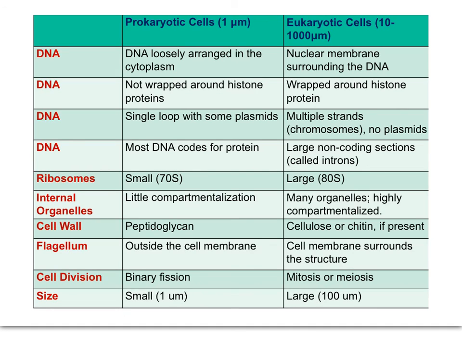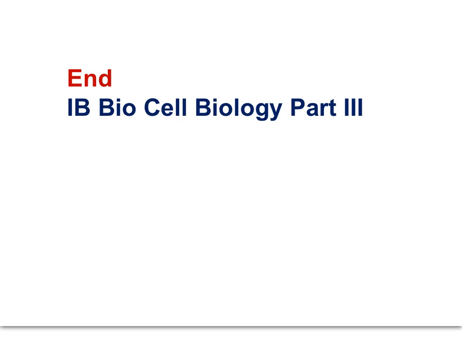Here is a slide that provides the comparison between prokaryotic cells on the left and eukaryotic cells on the right. I'll let you study this slide on your own. You may want to return to this slide after you have studied eukaryotic cells because you need to get control of the differences between the 2 cell types. And that brings us to the end of Cell Biology, Part 3. Eukaryotic cells are next.